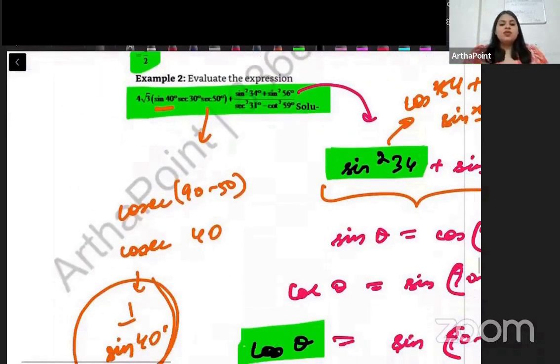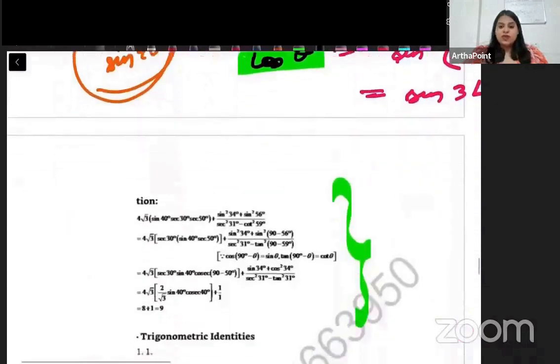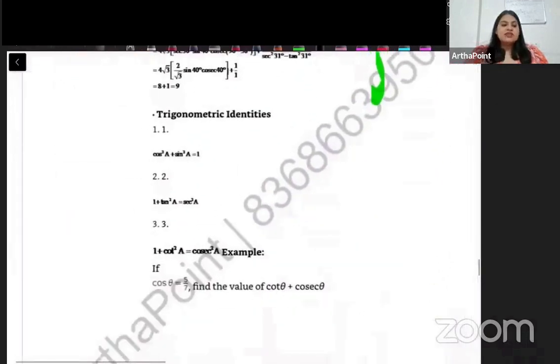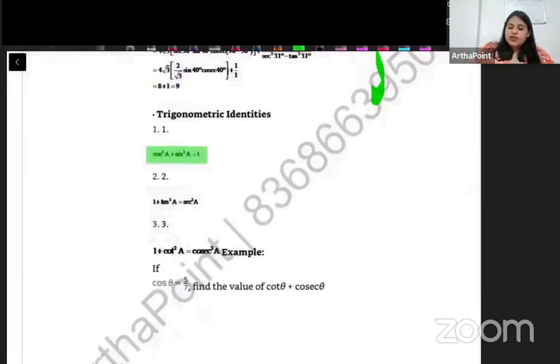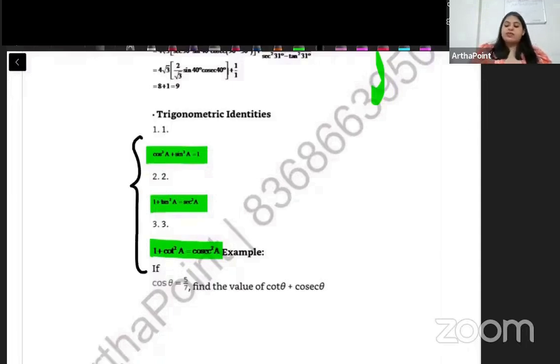Okay, now let us go to the next question, and that is based on trigonometric identities. There are some more identities that you should know. The first identity is cos squared theta plus sin squared theta is 1. 1 plus tan squared theta is sec squared theta. And 1 plus cot squared theta is cosec squared theta. These are the 3 important identities that you should remember.